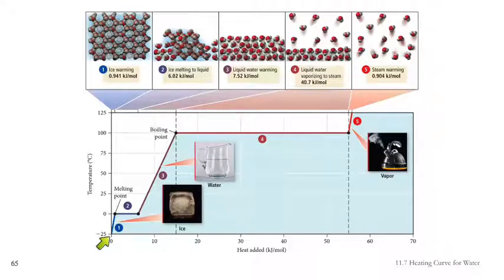Starting at negative 25, as you warm it up, as you add heat, the temperature increases till you get to the melting point. At the melting point, all of the energy that you're adding goes into melting the water. Once it's all melted, the temperature begins to rise again until the water will boil. And at that point, the temperature stays the same until all the water has been transformed into a gas state, and then the steam can get hotter and hotter.